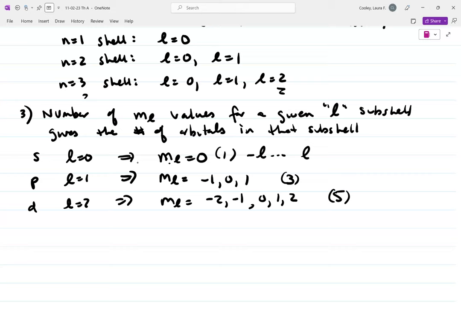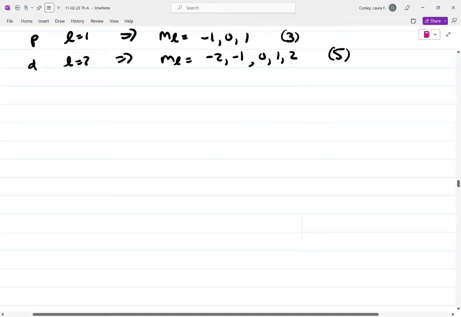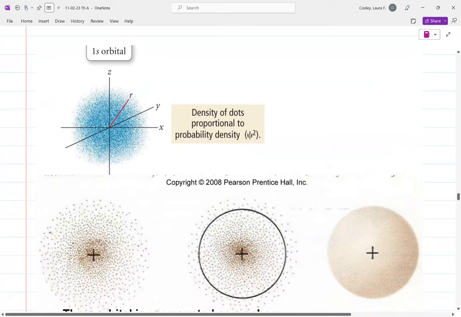Okay, so this is all not that much fun, but I want to show you some close-up pictures of some of these orbitals and talk a little bit more about their characteristics. So if we look at some of the slides that I gave you, this is a close-up picture of an s orbital.